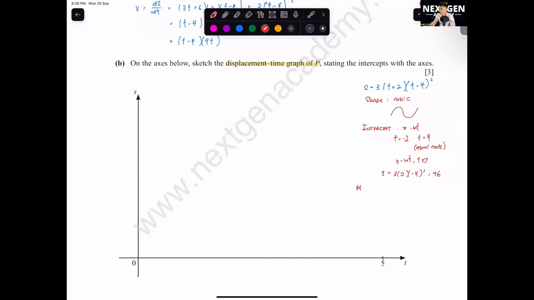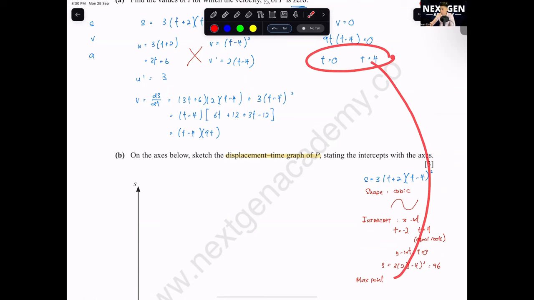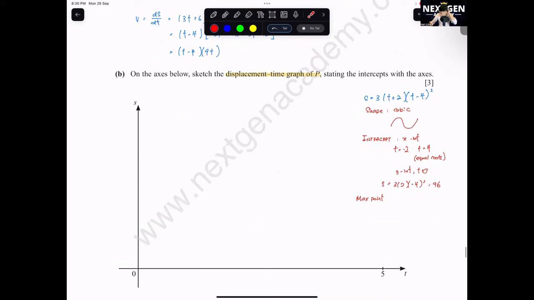The last one, we want to find what are the maximum points. So here, these are important. Your maximum point, you are looking back into here, t equals to 0 and t equals to 4. Because when we differentiate, remember when dy over dx equals to 0? Those are your stationary points, right? This one, same thing also. With ds over dt equals to 0, it'll be at 0 and 4. If you look back, we already found the value. When t is equal to 0, it is the y-intercept. t equals to 4 is the x-intercept.